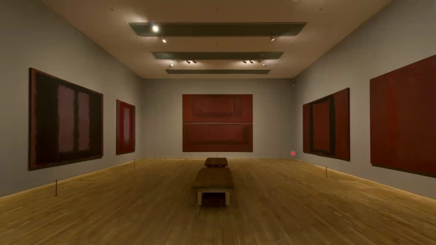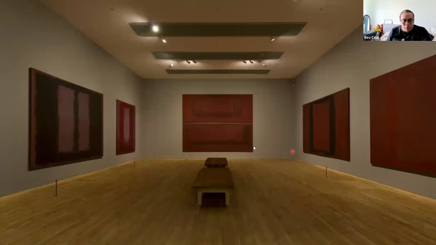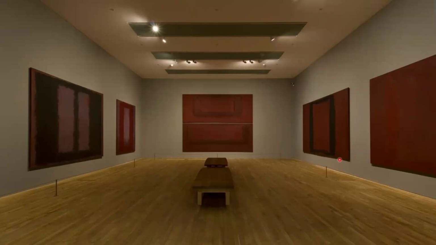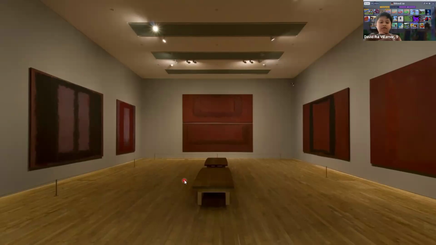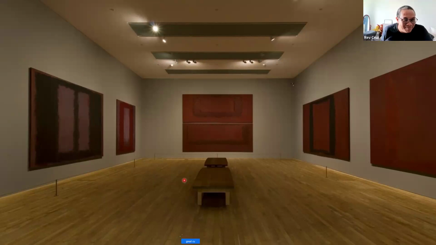Caleb, what does it remind you of? Imagine you're sitting down here and you're looking at these paintings. I feel like I'm seeing my favorite color. Is red your favorite color? Yes, it is. I love red, but it's not my most favorite color. Mine is turquoise blue, you know, the color of the swimming pool. I love that color.